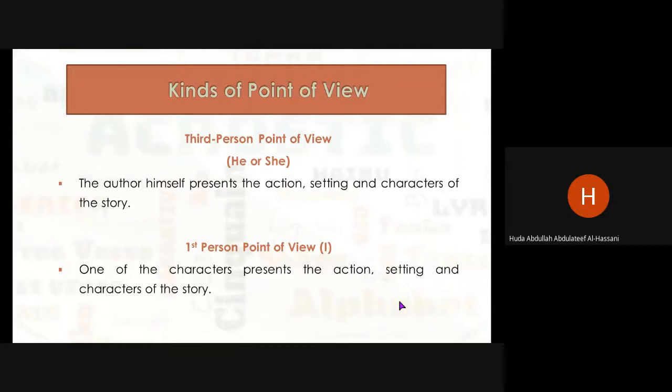The third person means me, the author, will present the ideas directly by using the pronouns he or she. However, in the first person point of view, me, the author, am also the one who will write. However, I will present my ideas through the voice of one of my characters in this story by using the pronoun I.